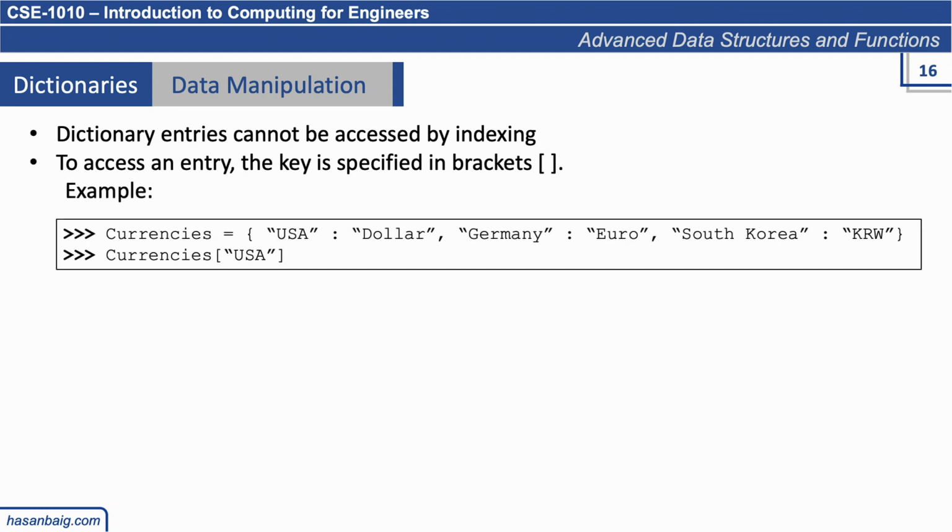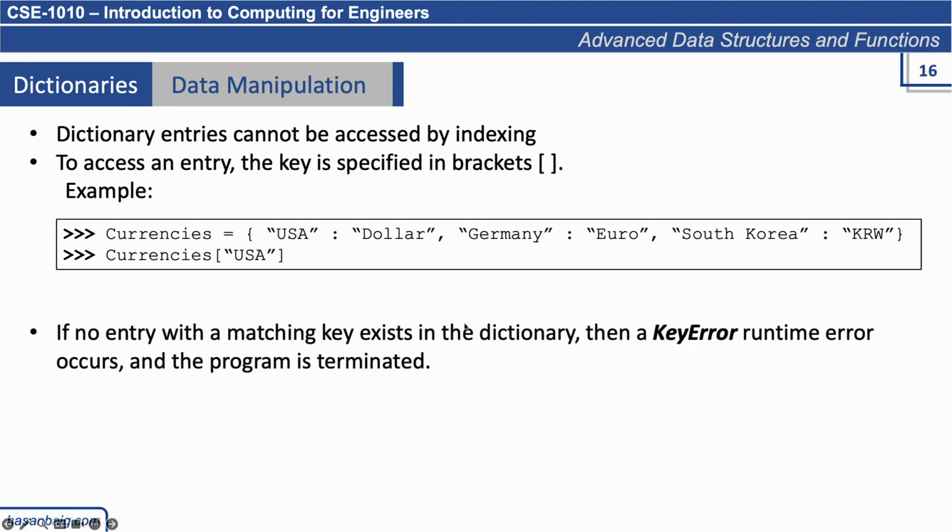For example, here we have the same example, currencies, containing different countries and their associated currencies. In order to retrieve the currency associated with USA, you can just write the key within the square brackets and it will return its associated value. If no entry with the matching key exists, you'll get a key error, the same as you got in sets.